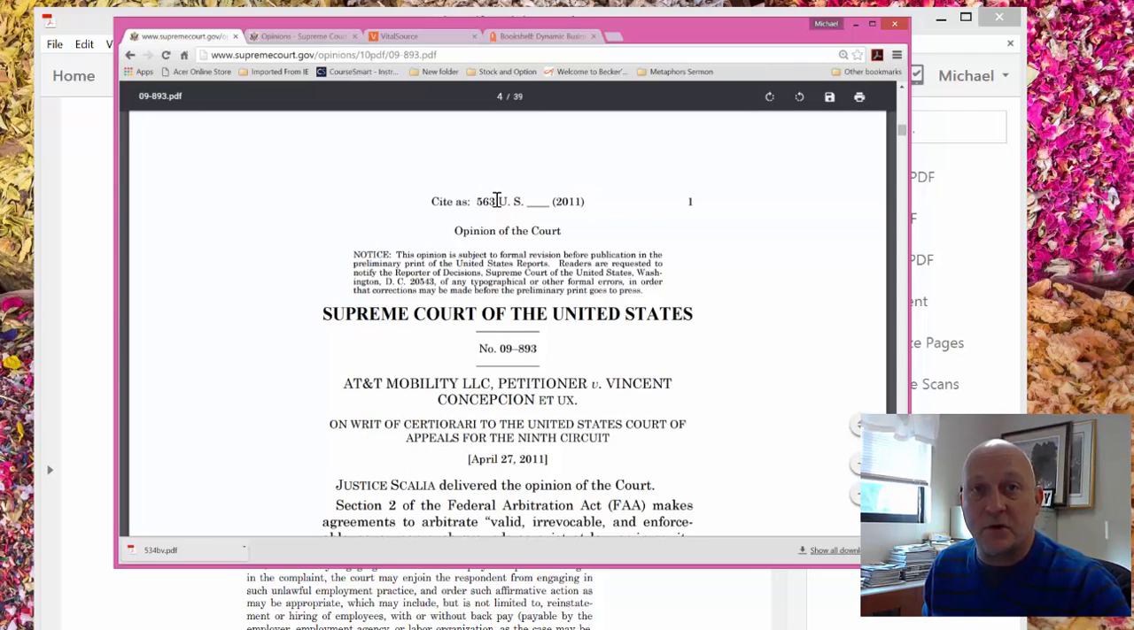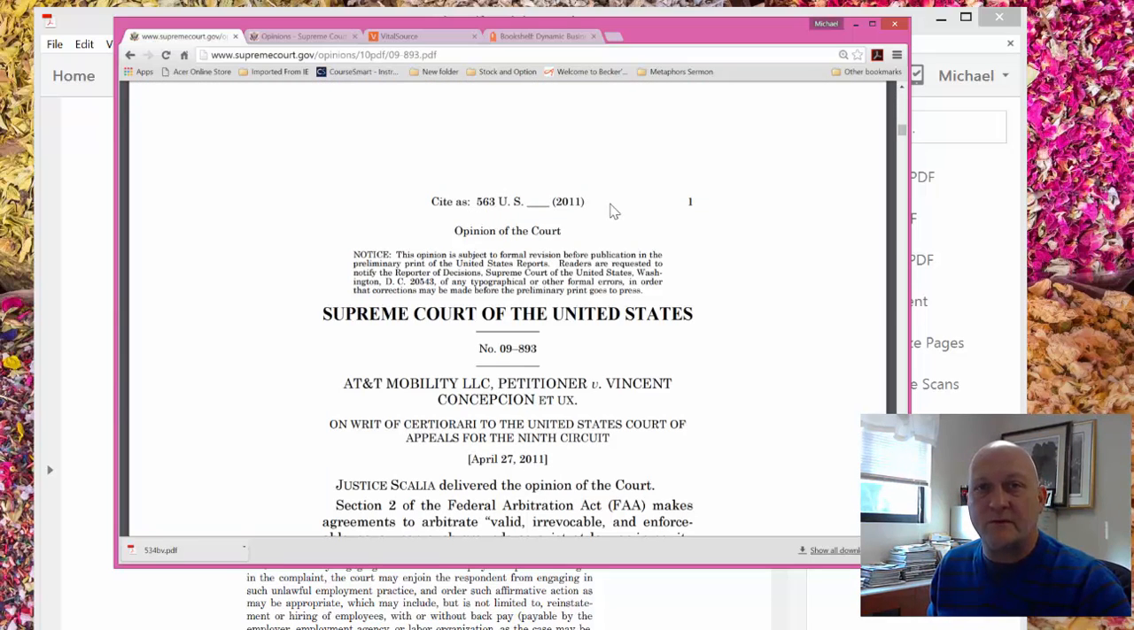So 563, what is that? Well, that's the volume number. So in other words, there have been 563 individual volumes, which are actual books, where Supreme Court cases are in print. And if you go to a law library, you probably find an entire bookcase full of Supreme Court decisions. And if you go to book number 563 and pull it off the shelf, you will find this case on page, well, here's where the page number would go.